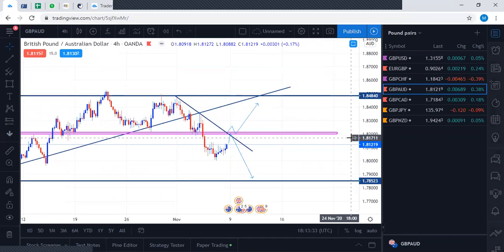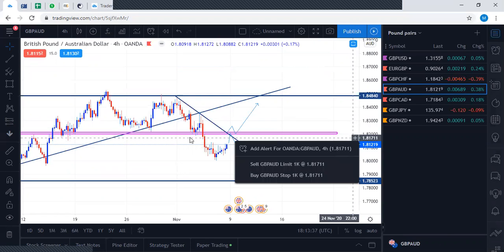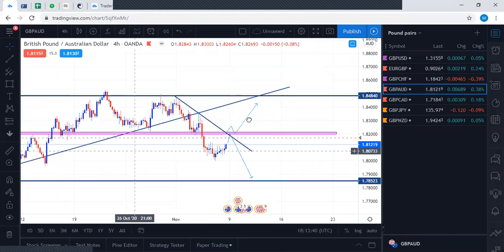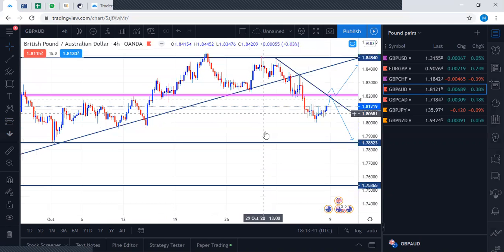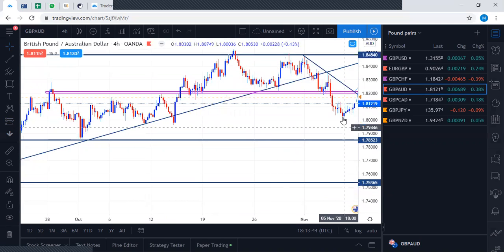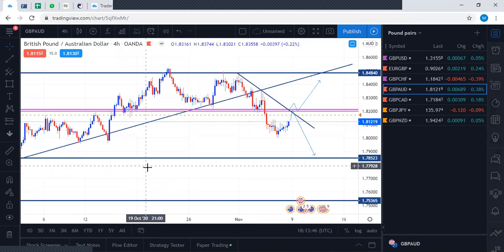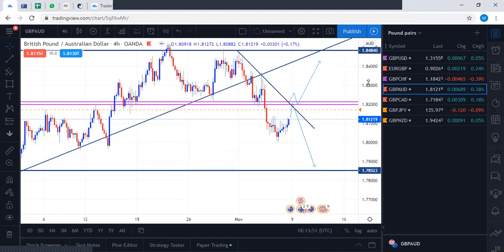So pound AUD has broken out of an uptrend line, retested, and came down all the way here. I anticipated this, as well as the other AUD pair, because we have another similarity. What am I expecting to see on the pound AUD to take a trade?